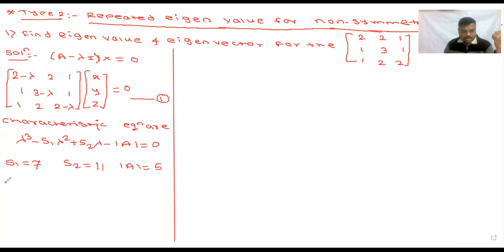So from that we get the eigenvalues. Your calculator shows only 2 values. Which 2 values?